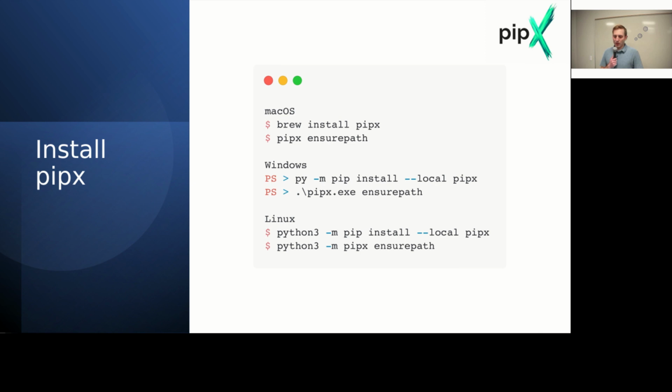Here are some instructions. In macOS, you can use Homebrew to install it. Then you run ensurepath. In Windows, you would actually pip install it, and I recommend doing that to your local user, and then running ensurepath again. And Linux is pretty much the same. So you're going to pip install it for the local user and then run ensurepath.